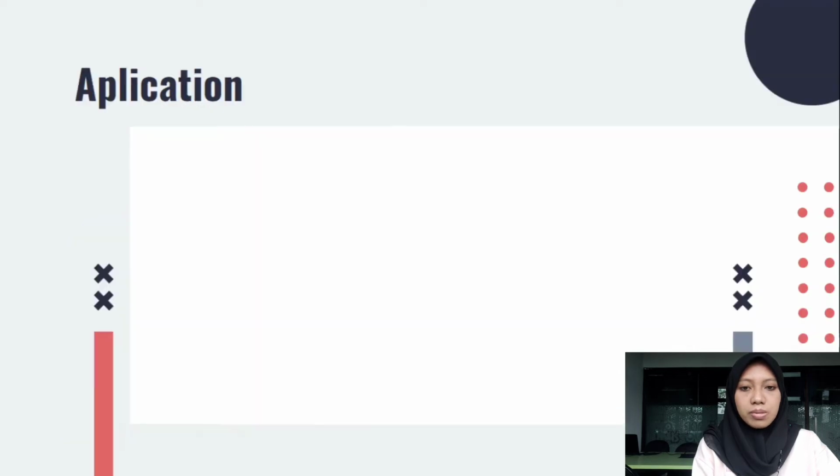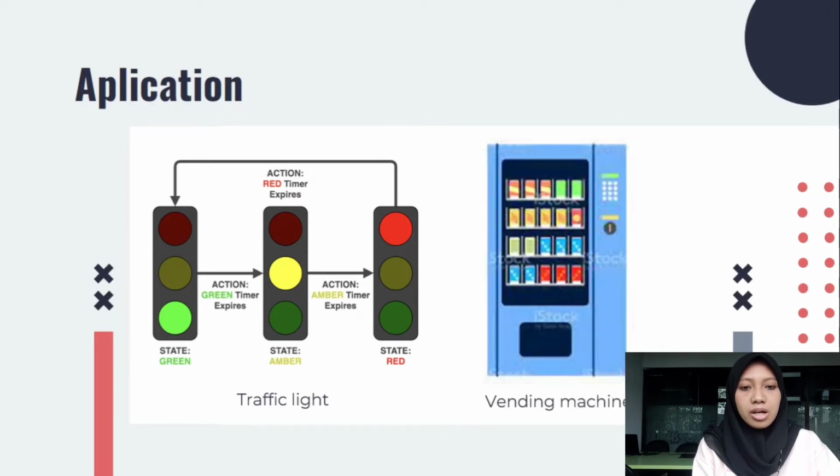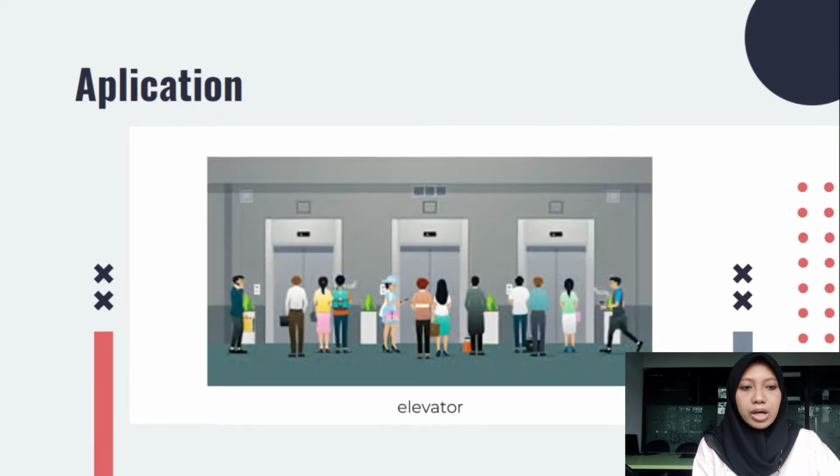Application: the first application of a finite state machine is the traffic light. It has three states: red, green, and amber or yellow. The second is the vending machine, which dispenses a product when correct payment is given. And the third is the elevator, which ensures people get dropped off at higher floors before it returns down.